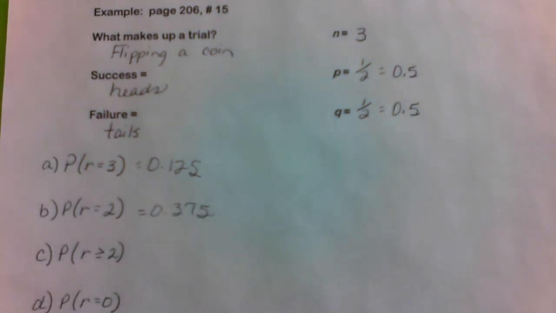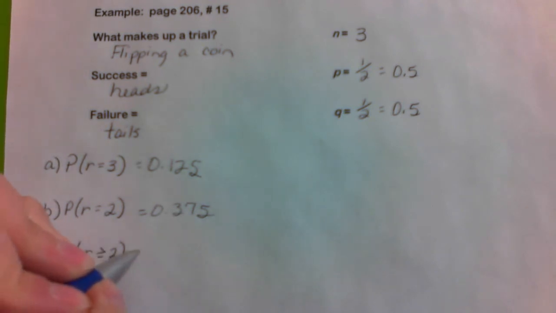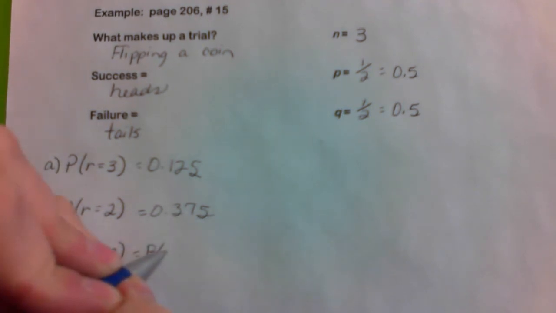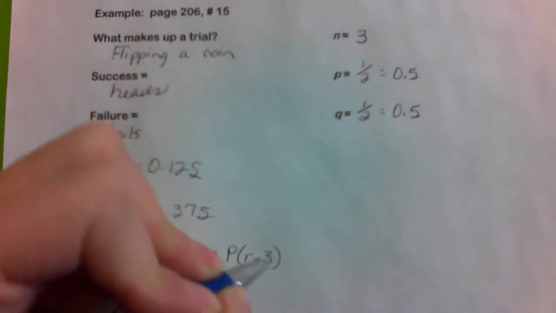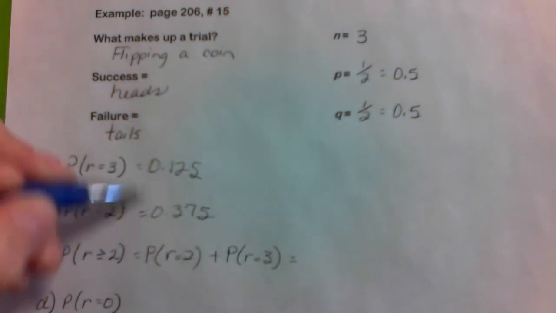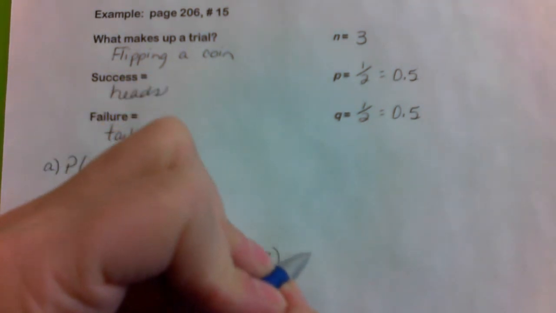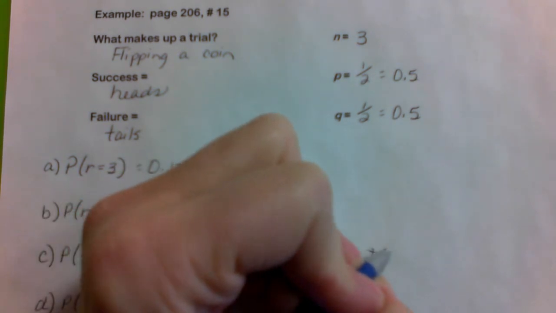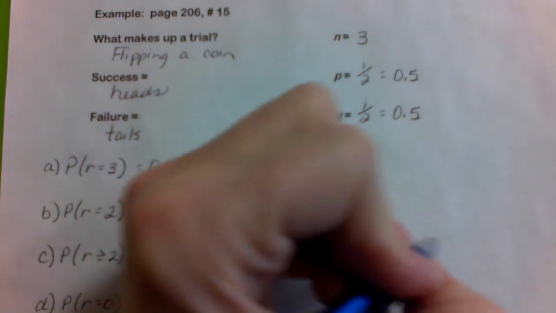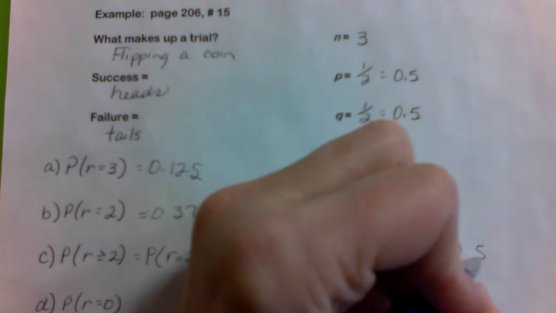Now, part C reads, find the probability of getting 2 or more heads. So greater than or equal to 2. 2 or more would be the probability that R is 2 heads or R is 3 heads. So I'm just going to add those 2 that we already found. So it would be 0.375 plus 0.125, which equals 0.5.